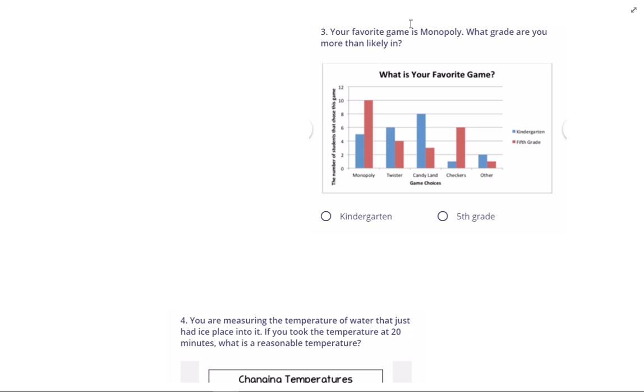So your favourite game is Monopoly. So what grade are you more than likely in? If we look at Monopoly, the majority of people who were tested, who are playing Monopoly, are the orange colour, so that is 5th grade. This is your answer.